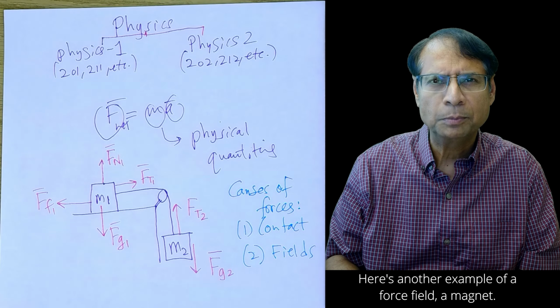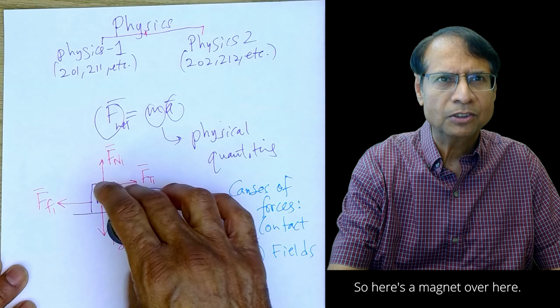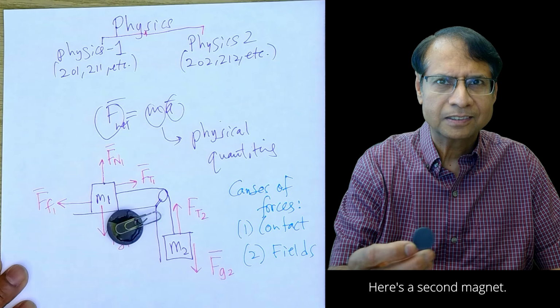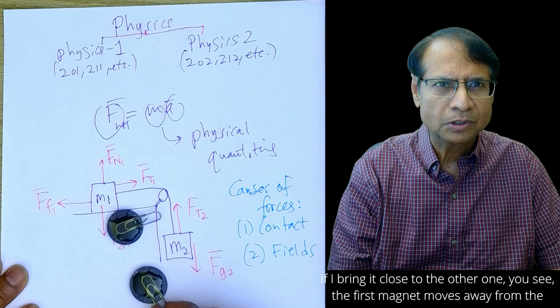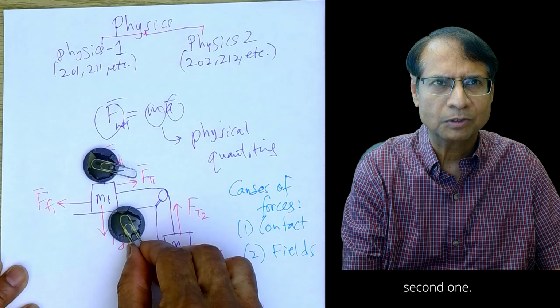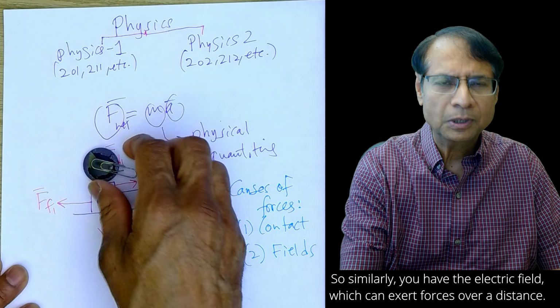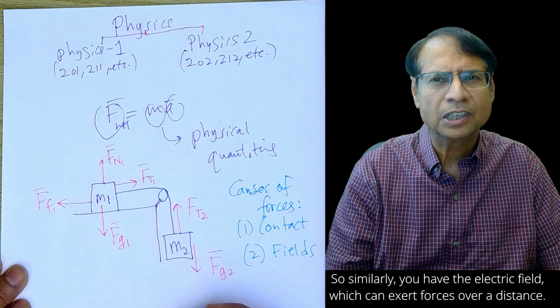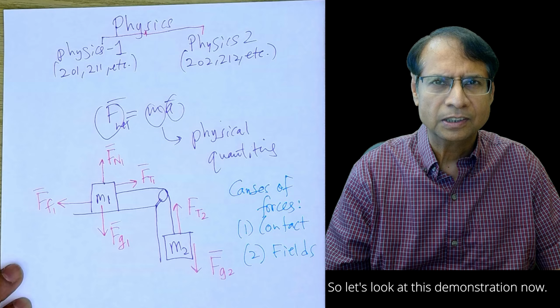Here's another example of a force field, magnets. So here's a magnet over here. Here's the second magnet. So let's put this next to it. If I bring it close to the other one, you see, the first magnet moves away from the second one. There is no contact. There's quite a bit of space between them. So similarly, you have the electric field, which can exert forces over a distance. So let's look at this demonstration now.